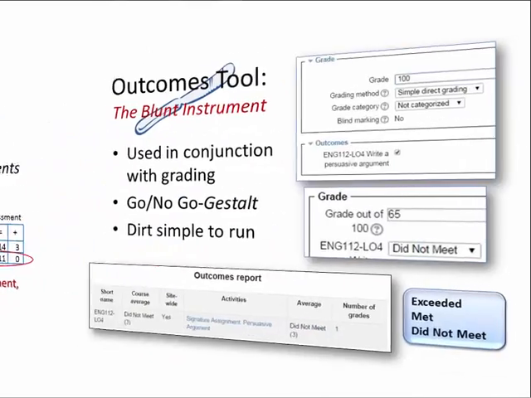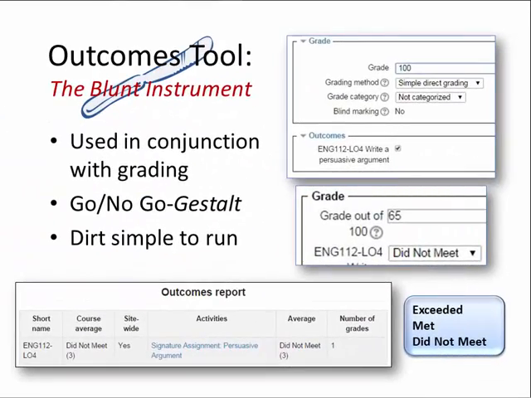Where the rubric can be a surgeon's scalpel, the outcomes tool is more of a butter knife. But like a butter knife, it is far easier to learn how to use and can be helpful in far more situations. While this particular tool is not currently being considered for use at the university level for assessment, individual schools or teachers can use this if they wish. The tool is quite simple to use once set up.